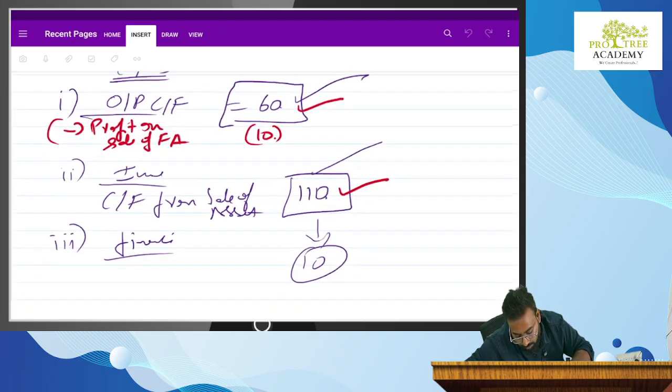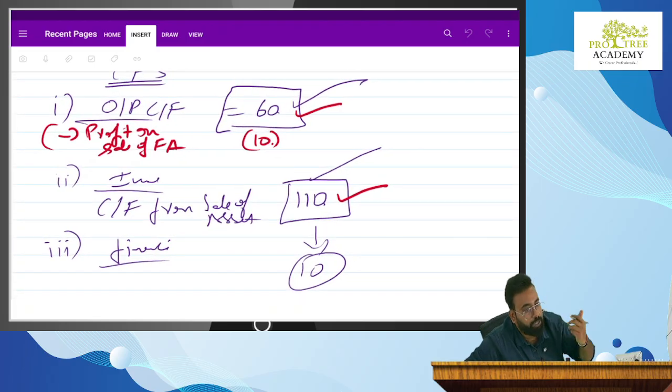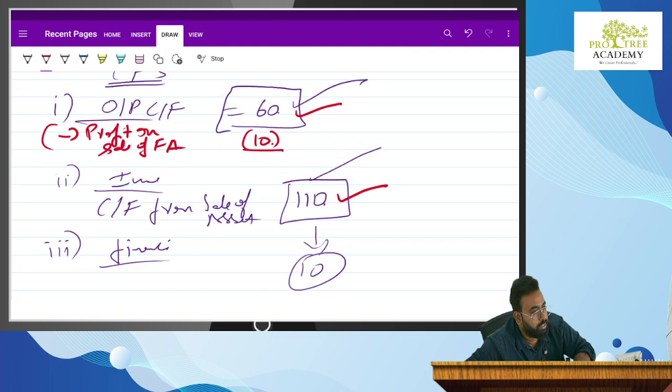Yes, sir. Visible now? So profit on sale of fixed assets is 10. This we are reducing. The logic is simple because we have already included this 10.